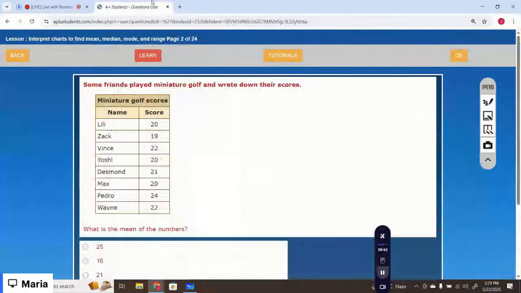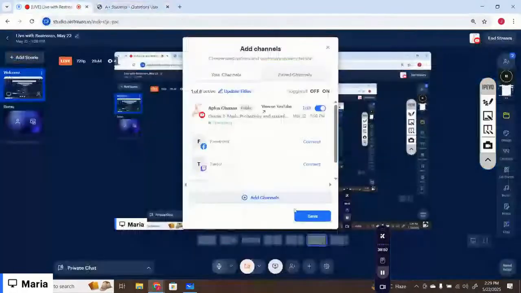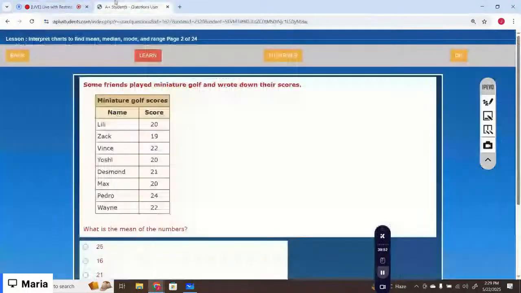Can anyone please check the lesson name now? Is it grade 3 now? Just see the lesson name.